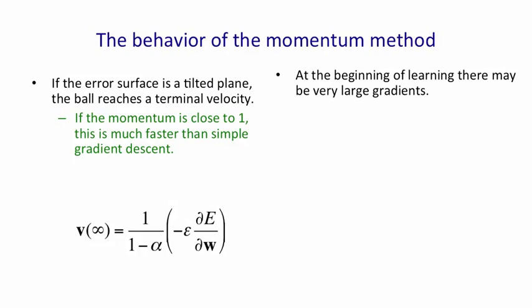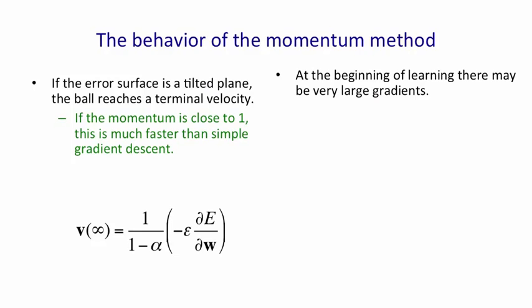You have to be careful in setting momentum. At the very beginning of learning, if you make the initial random weights quite big, there may be very large gradients. You have a bunch of weights that's completely no good for the task you're doing, and it may be very obvious how to change these weights to make things a lot better.